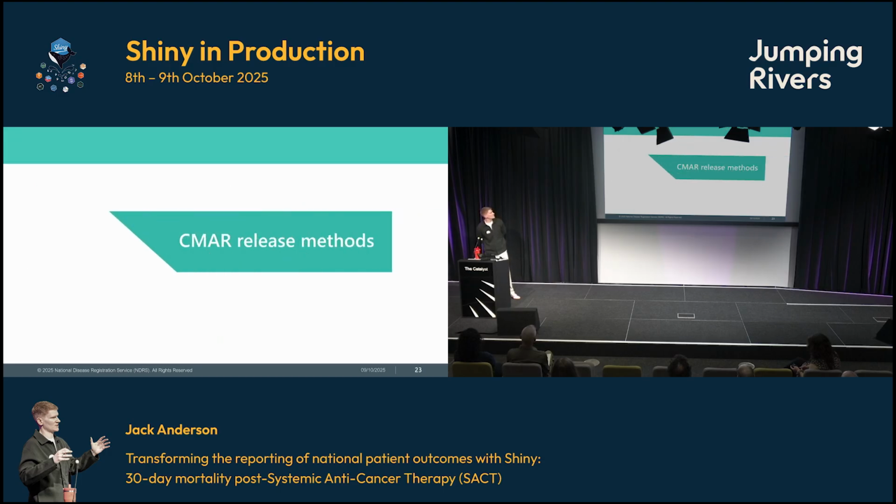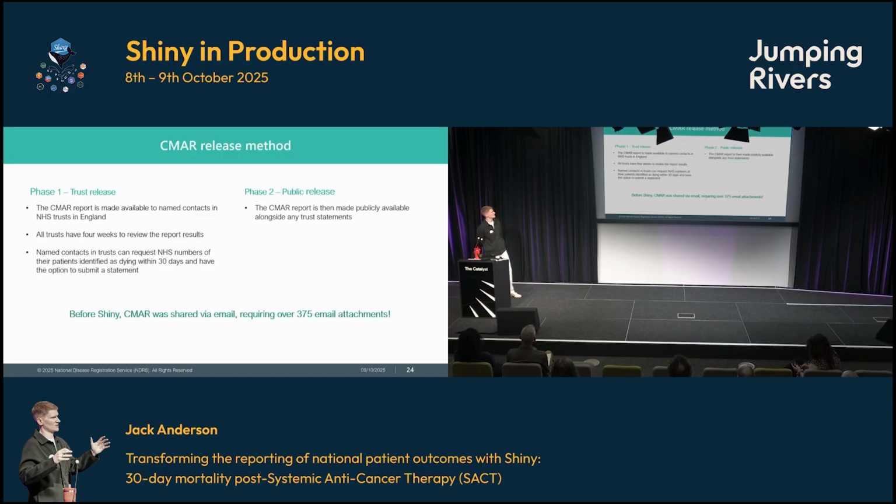And then just to cover as well the CMAR release methods. I've mentioned that it was emailed out to all of the trusts, but this was actually done in 2 phases. Phase 1 was the trust release, where we email out those 3 attachments separately to each trust in England. So that's over 375 email attachments, and trusts had 4 weeks to review those, and then they could submit a supportive statement. And then in phase 2, we would make the results publicly available alongside any of those statements.